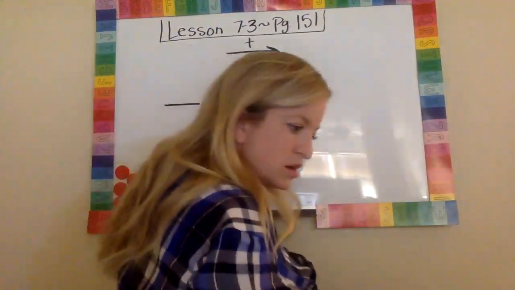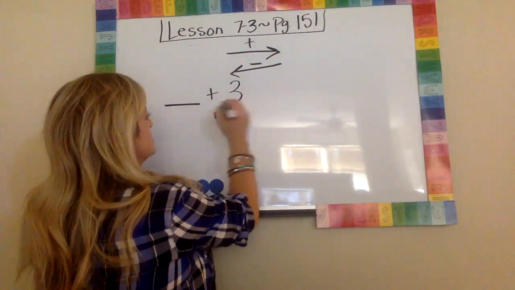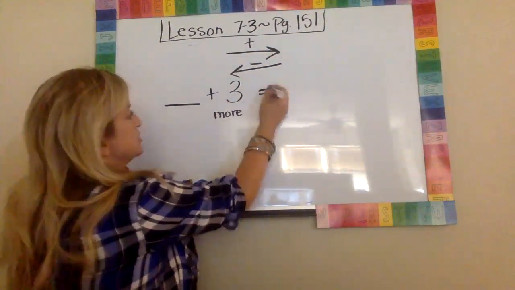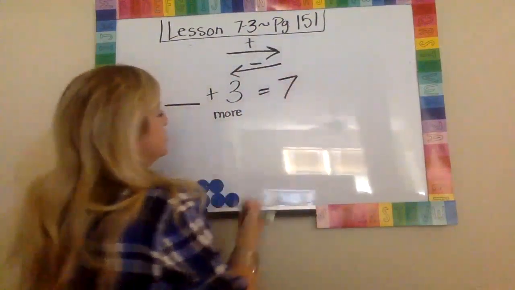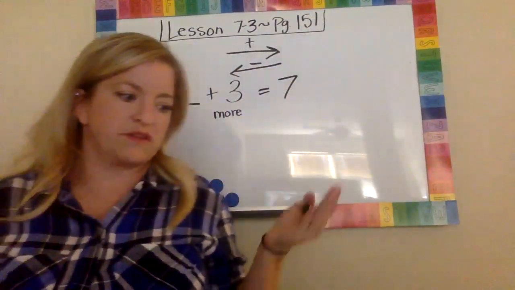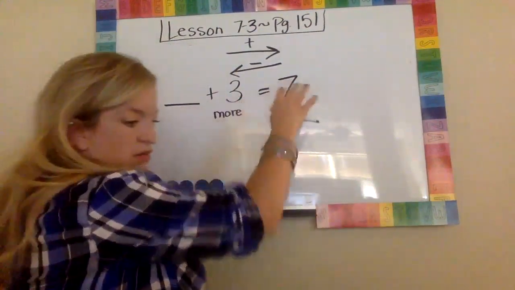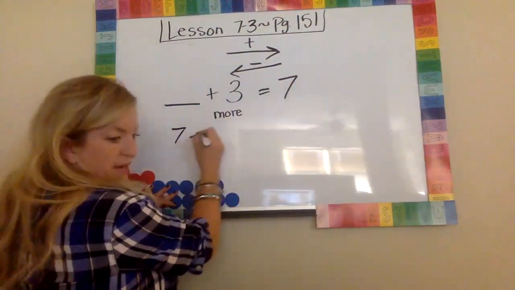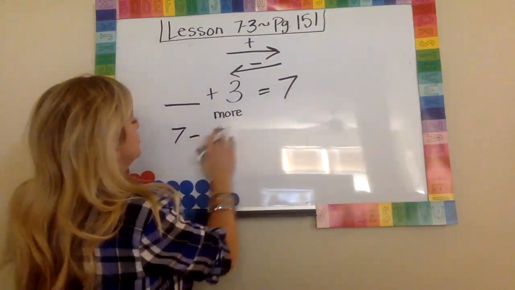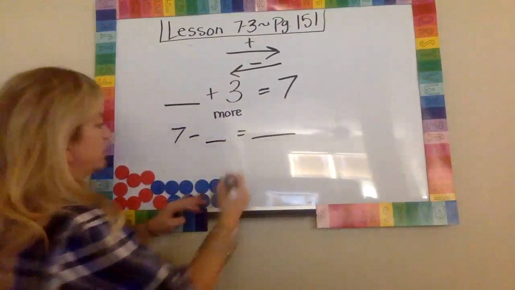3 more children come. So remember, this is more, is plus, right? I'm adding more to it. So it's going to get bigger. Now there are 7 children. How many children were there to start? So they want me to solve blank plus 3 equals 7. They also want me to solve 7 minus blank equals blank. I'm going to draw my number line.